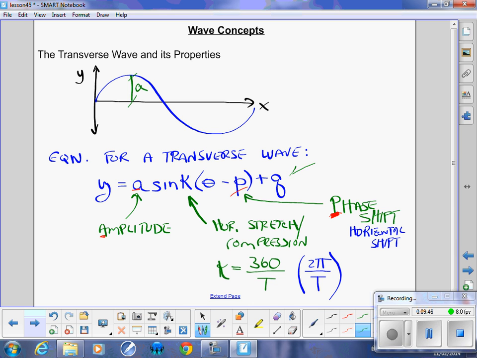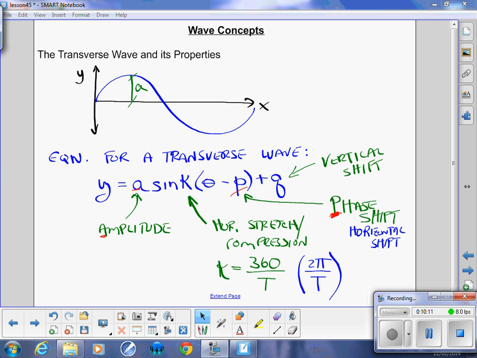And finally, we have Q, which is our vertical shift. And it doesn't get used very often. Our waves typically oscillate around the x-axis for the most part, and especially in the grade 12 course. So I got nothing for Q because I don't know many words that start with Q. And there we are. So a very quick review of all the concepts tied with that transverse wave.